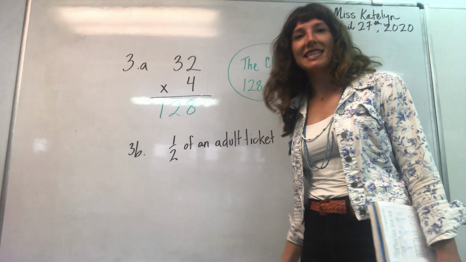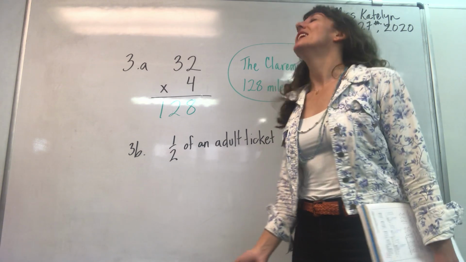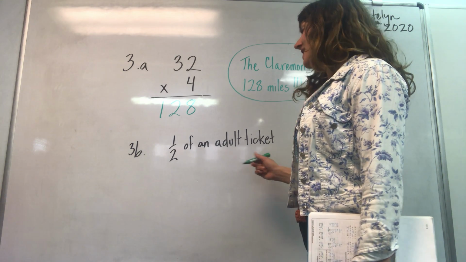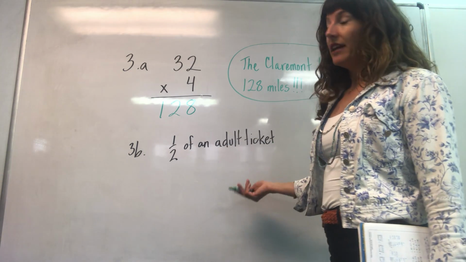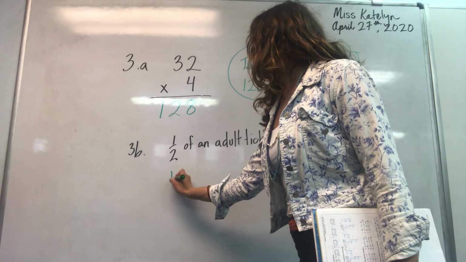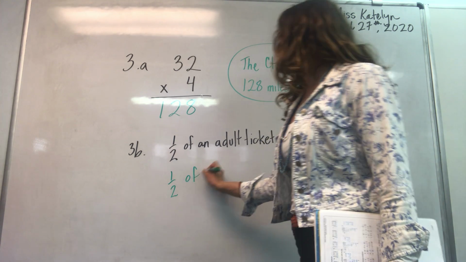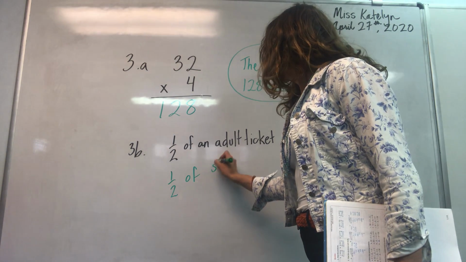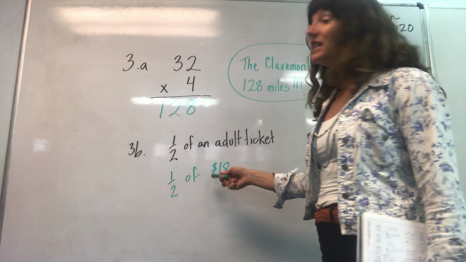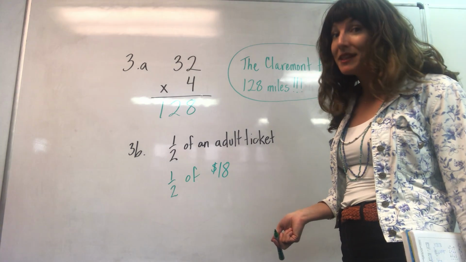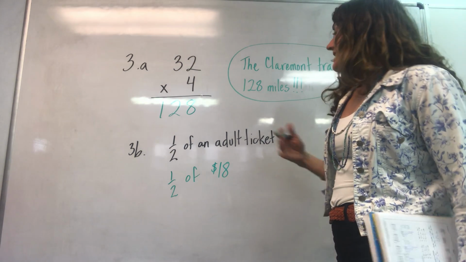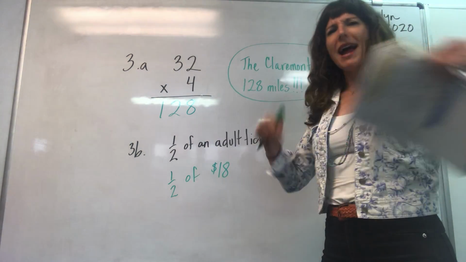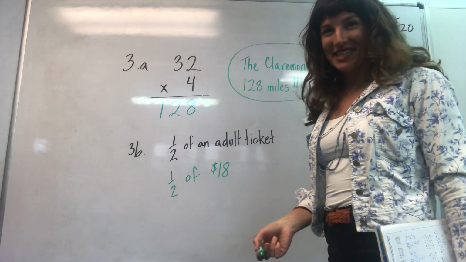Let's go back to the basics. Let's get to that foundation, okay? So please write down 1/2 of an adult ticket. And then underneath, replace with what you know. 1/2 of an adult ticket costs $18. 1/2 of $18. Please make sure to include the dollar sign so you remember that your answer has to be in money. Now we know how to find 1/2 of 18. That means you divide by 2. All right, what is 18 divided by 2?